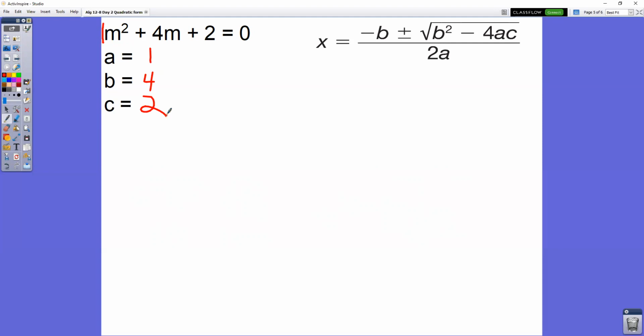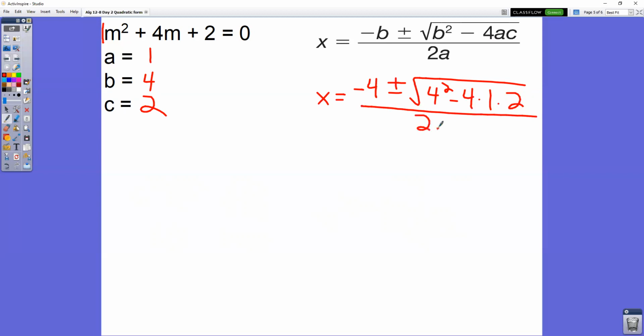Subbing in the numbers, we have negative b, so we have -4. Notice that there's not a double negative there this time. It's just -4 because we're just subbing in the 4 for the b. Then we have b squared, so we have 4 squared minus 4 times a times c, all over 2 times a. It's 2 times 1. So -4 plus or minus the square root. We can type that all right into the calculator. 4 squared minus 4 times 1 times 2. When you type it into the calculator, you should get radical 8 all over 2.